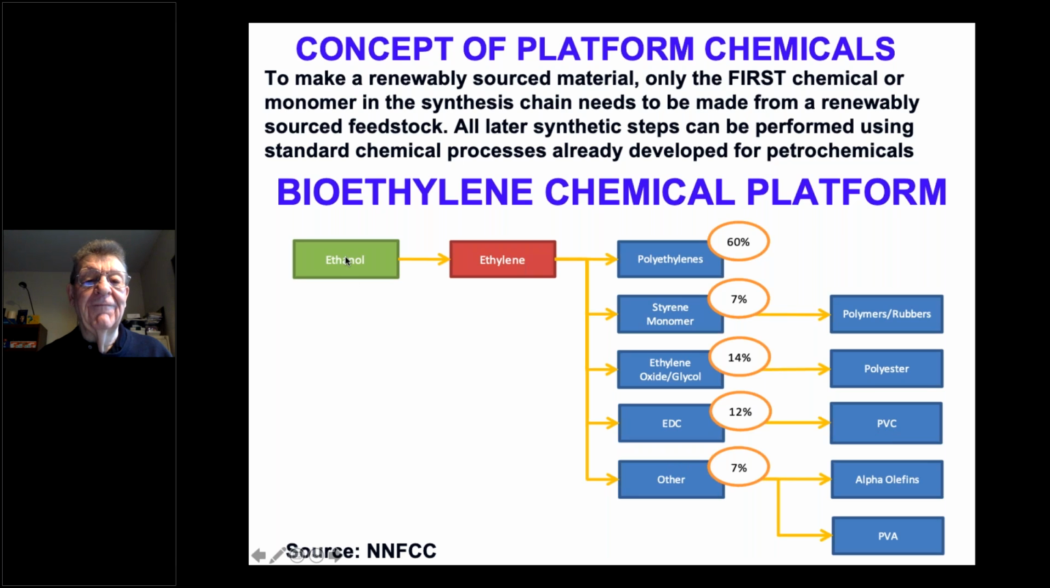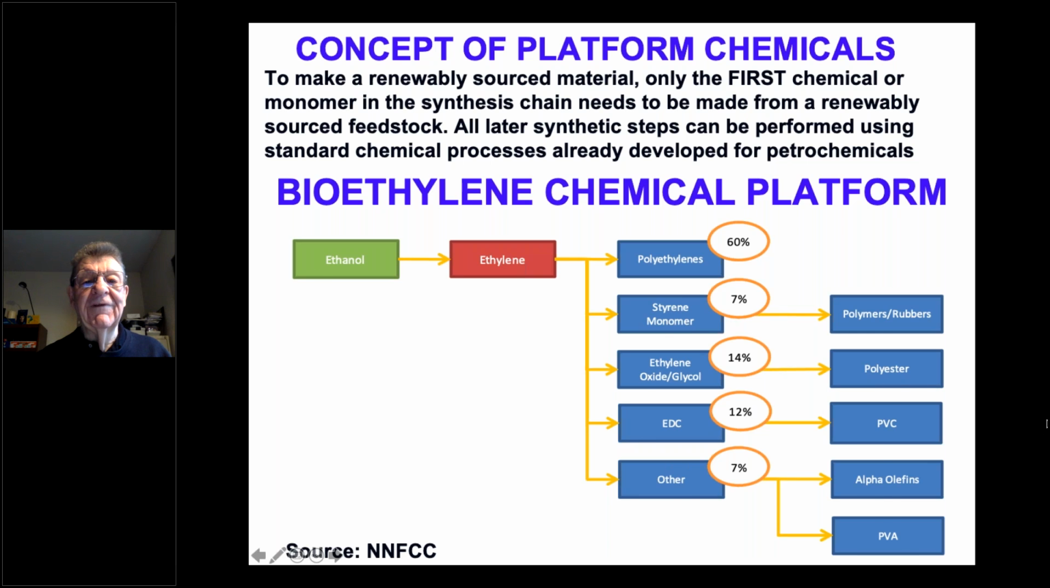Bioethanol made from fermentation of starches or sugars and so on. Fermentation process is a bio-based process, making ethanol, which is now our platform chemical. And now we can use standard chemistry to convert this platform chemical into bio-based ethylene and downstream into all of these other products like polyethylene and so on.